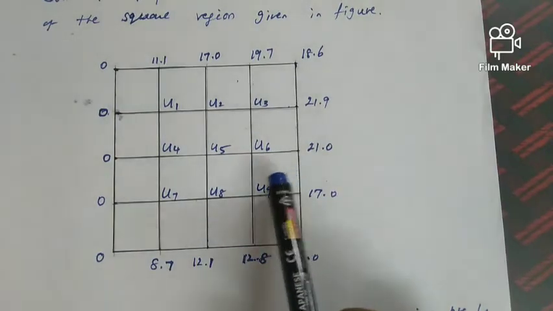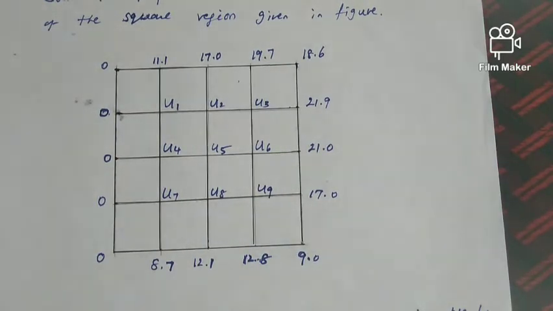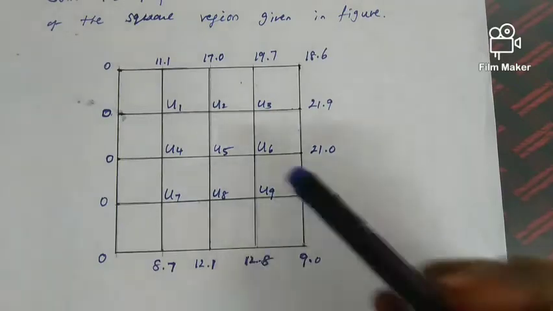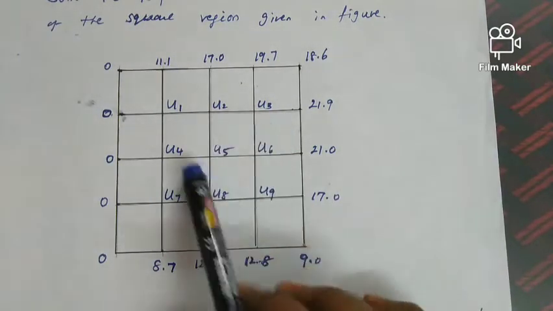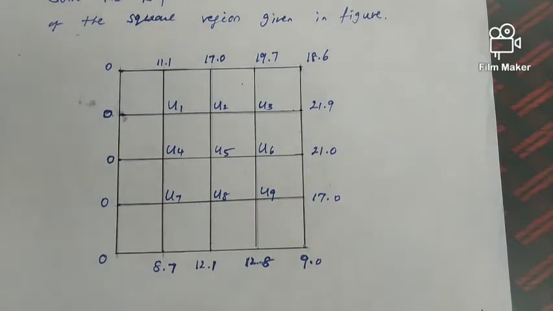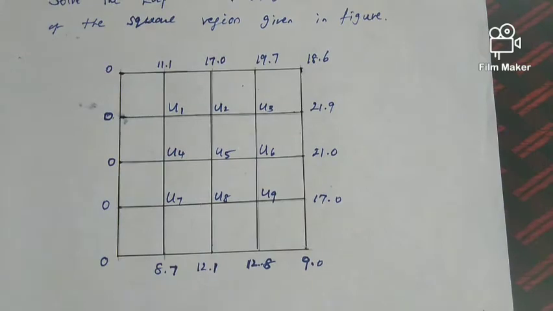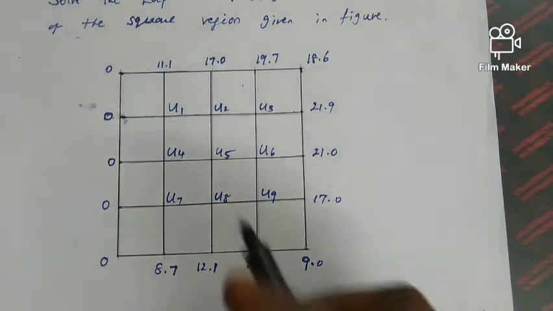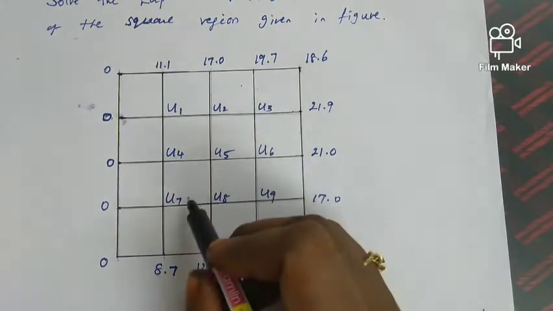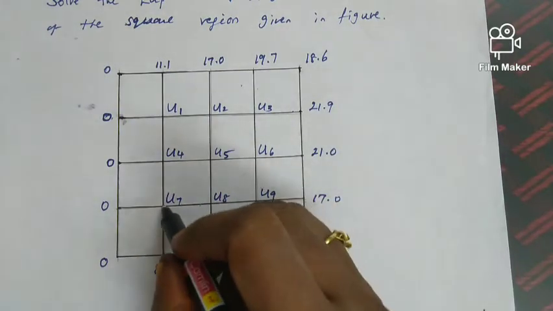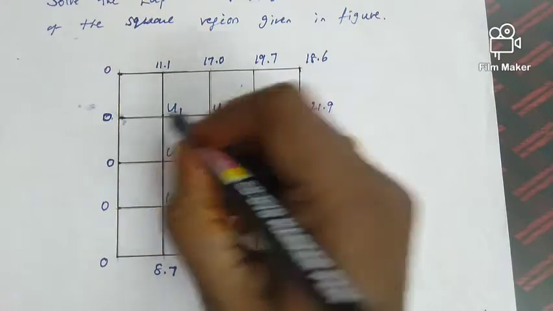Based on the procedure, we are going to do this. As we have discussed in the earlier video, the beginning values of u1, u2, u3, u4, we are going to find using the standard 5-point formula and diagonal 5-point formula. So for the solution, look at this diagram. The values u1, u2, u3, u4, u5, u6, u7, u8, u9. For all these, we are going to find the initial value first.